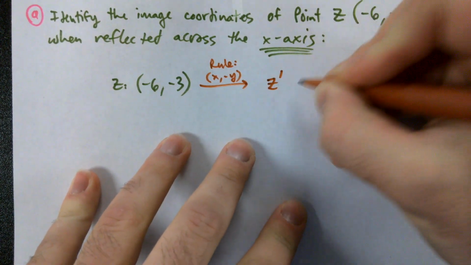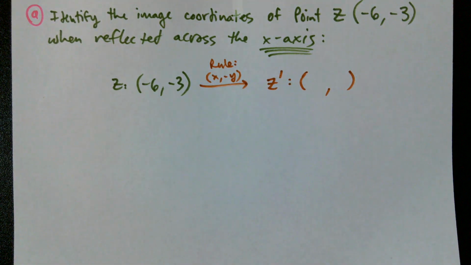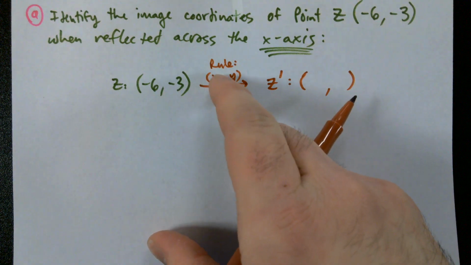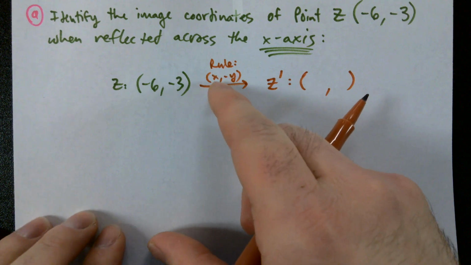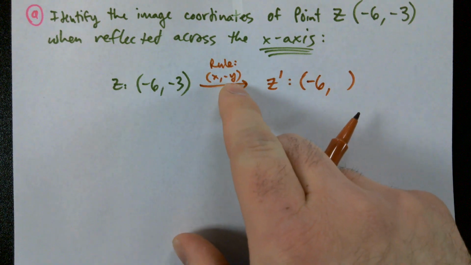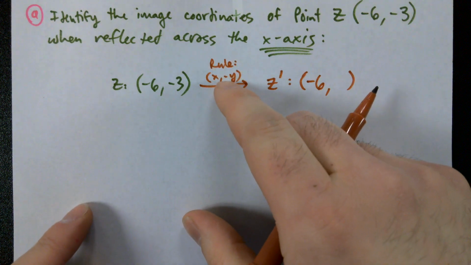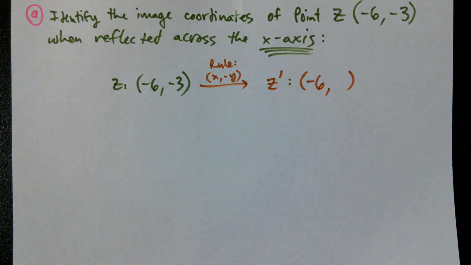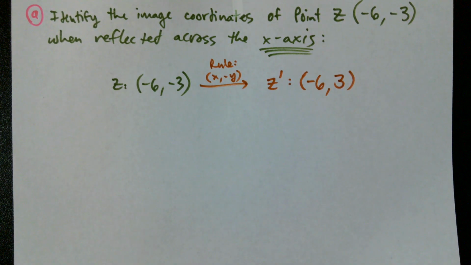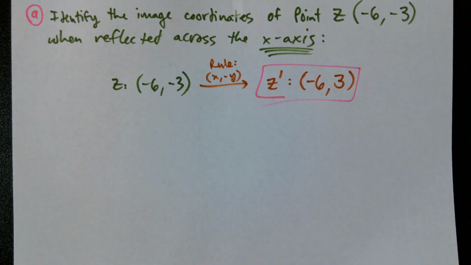Therefore, Z prime is going to be what? Well, our x-coordinate is unchanged, right? Based on the rule, x is just left alone. So let's leave x alone. But then let's flip the sign of -3, right? If we were doing minus -3, those two minus signs come together and form a positive. So we get a +3 for our y-coordinate. And there's our answer.